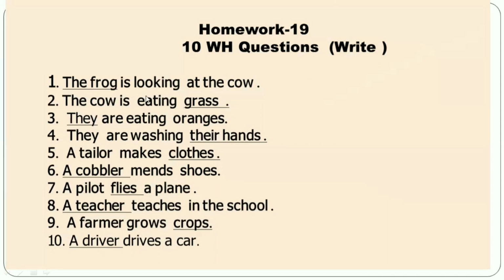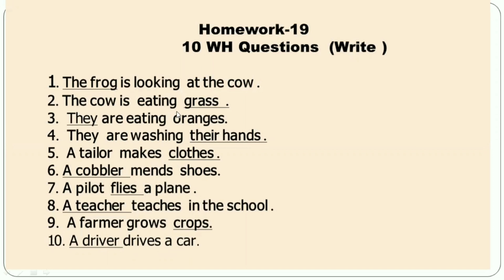First one is, the frog is looking at the cow. You can see here, the subject word is underlined. So who will be used? So who is looking at the cow?